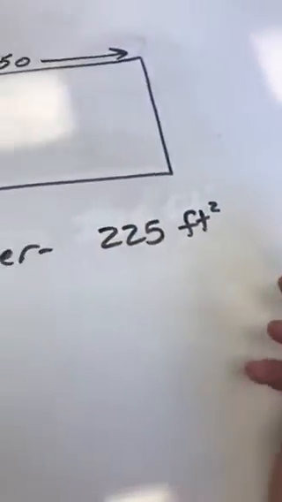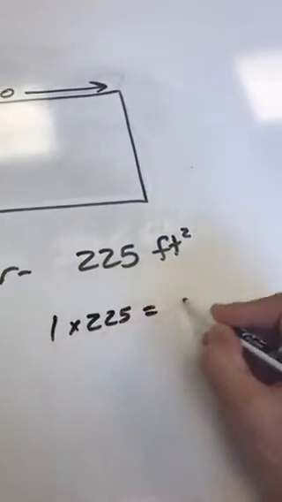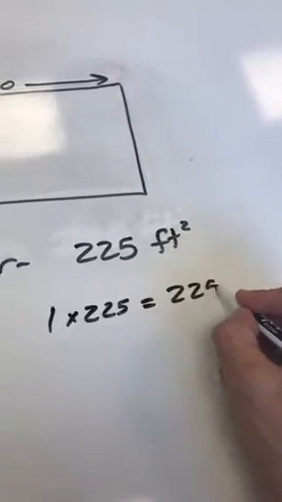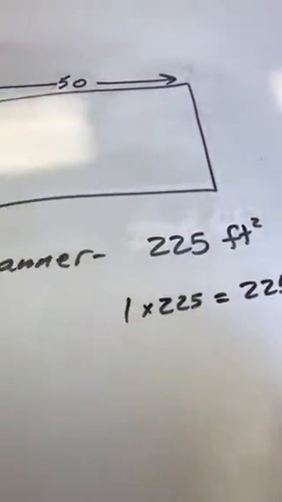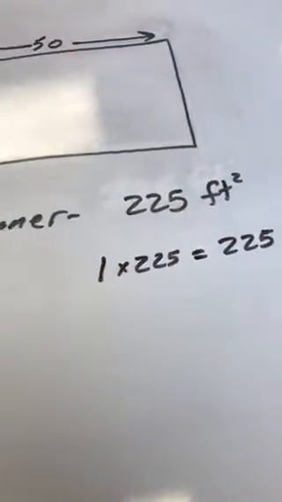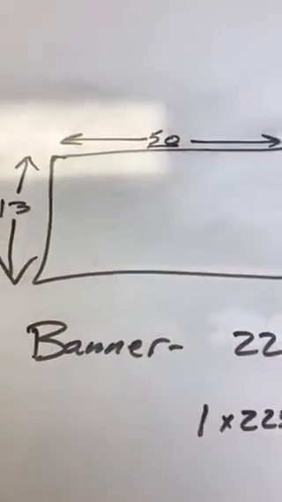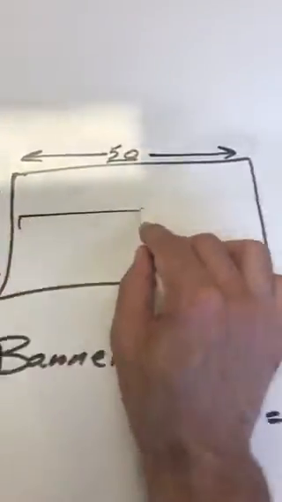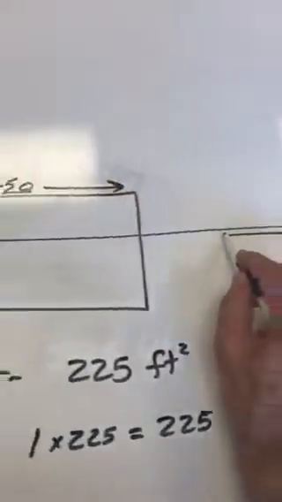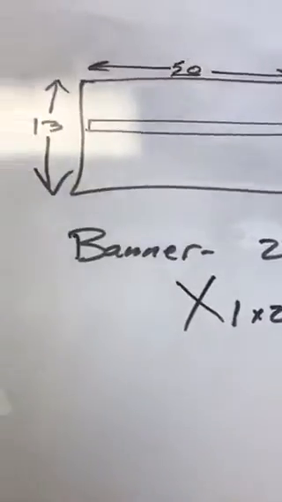So if I think about factors right away, I think about all the possible factors for 225. Well, I know that 1 times 225 is going to give me a banner of 225 square feet. However, if I only go 1 foot high by 225 feet long, that's way longer than my wall because the wall is only 50 feet. So it would be 1 foot high and it'd go way over my wall. So I know that that would not work as a possible dimension.